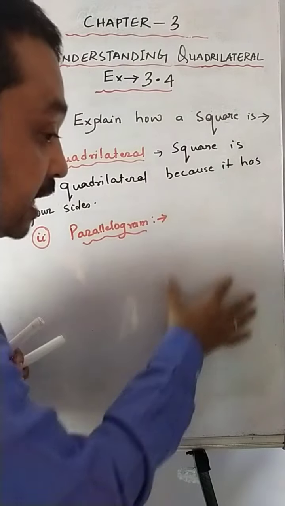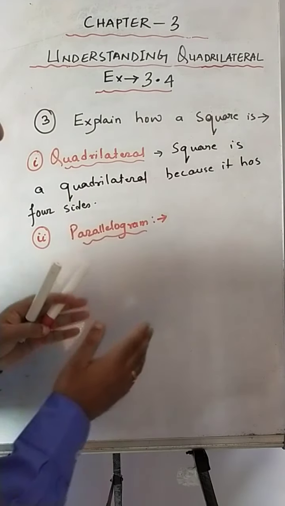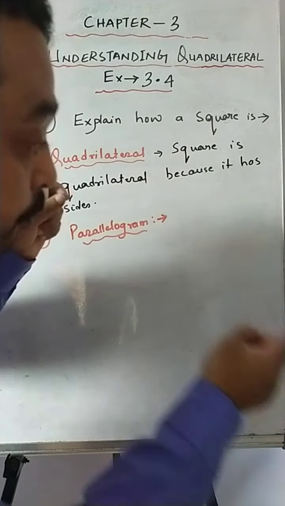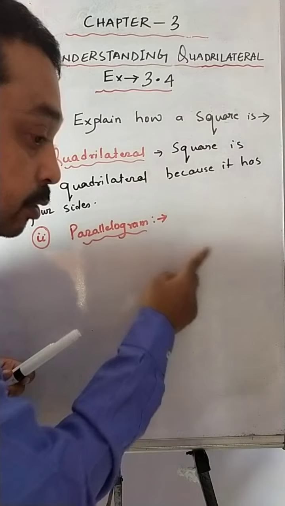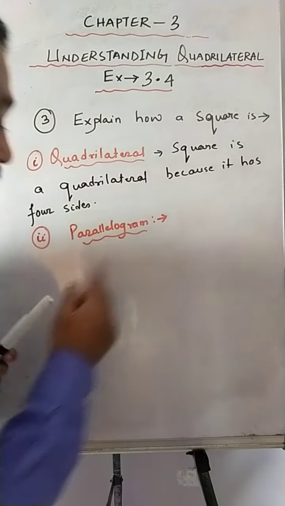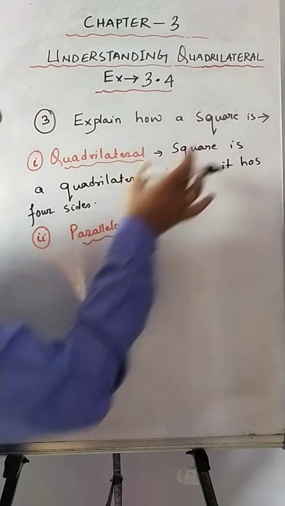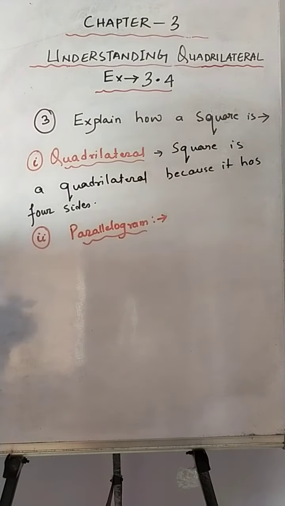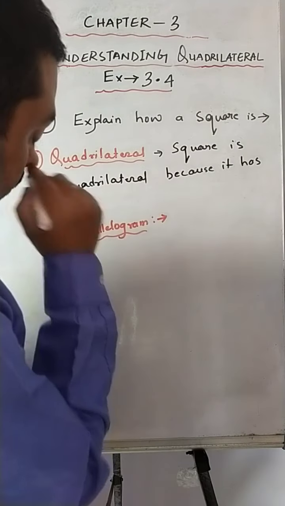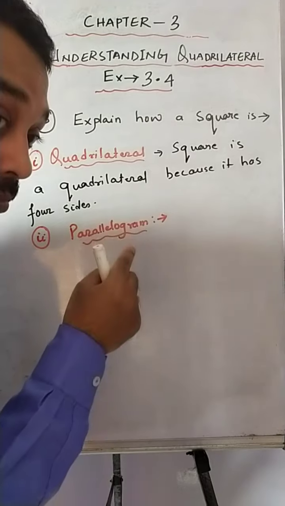The opposite sides are equal and parallel. So this first property is matching. Now the second property is: opposite angles are matching. Opposite angles are what? 90 degree, 90 degree. So opposite angles are also matching. So the properties of the parallelogram are matching with the square, so we'll consider the square as a parallelogram. We'll say square is a parallelogram, but parallelogram is not a square.